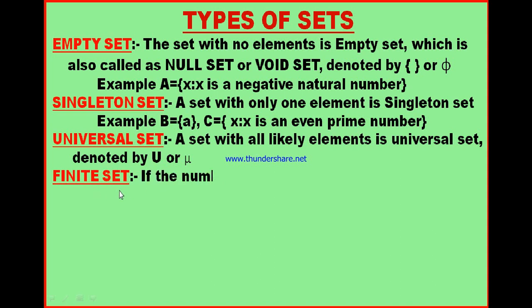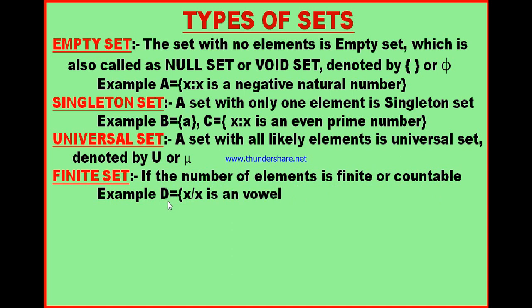The next is finite set. If the number of elements is finite or countable in any set, such a set is called a finite set. For example, D is equal to set X such that X is a vowel. Now what are the vowels? A, E, I, O, U. There are 5 vowels in the English alphabet. You can count the number of vowels. Therefore, it is a finite set.